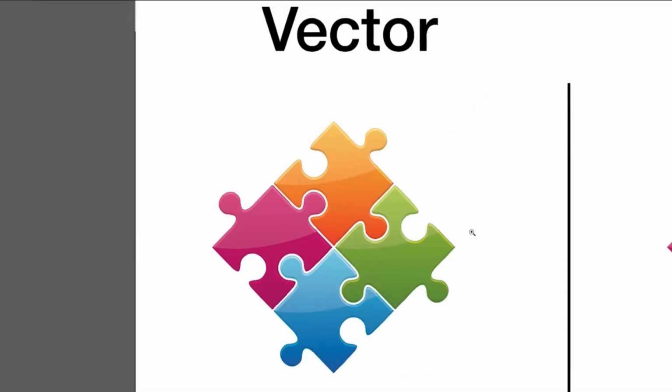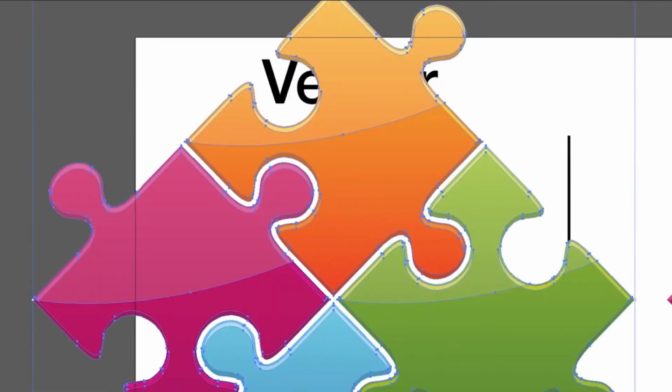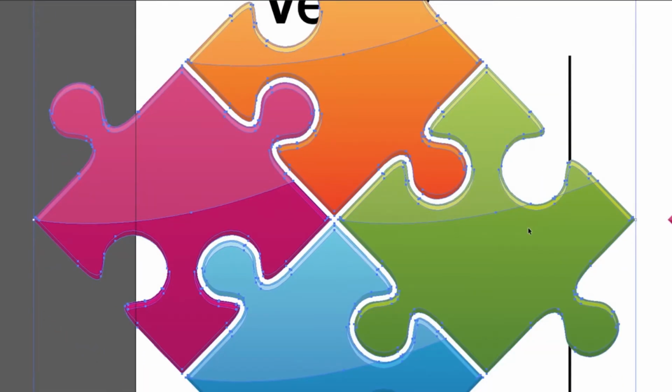On the vector image, we're going to click on it, and as you can see, a bunch of little points popped up. That's an indication that it's going to be vector. So let's stretch it and see what happens. As you can see, the bigger I made it, the image still stayed the same.